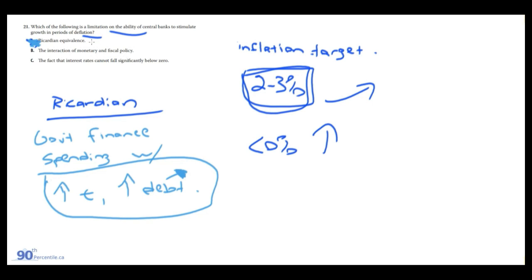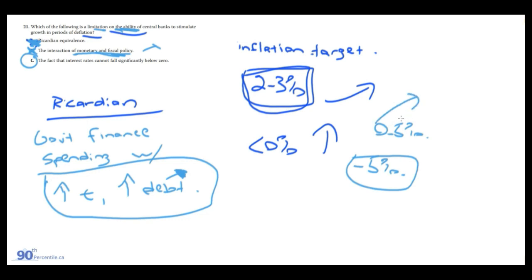B, the interaction of monetary and fiscal policy. Just reading this doesn't really explain much, right? There are some interactions between monetary and fiscal policy, like both can be expansionary at the same time, and that'll have some implications. Both can be contractionary, and that'll obviously have some implications. You can have one expansionary, one contractionary, but if you're just thinking of central banks themselves, the limitation, I wouldn't really phrase it as being a part of fiscal policy. The answer is going to be the fact that interest rates cannot fall significantly below zero, which once again is what I touched on a little bit earlier, where if interest rates are already at like 0.5% and we have deflation or negative inflation of -5%, there's not much more they can do from decreasing rates in order to promote growth. They're going to have to engage in open market operations.